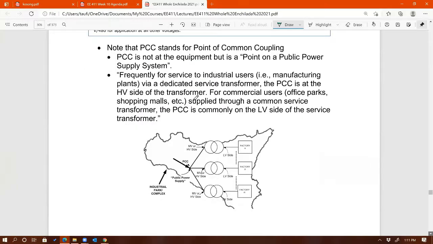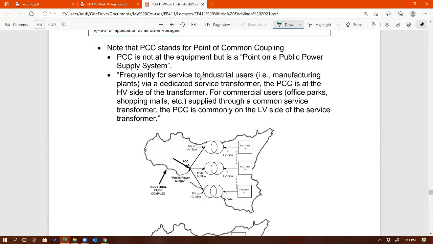And all of these harmonics are measured at what they call the point of common coupling, right? Because you have to measure these harmonics at a certain point, and depending on the type of electrical load, that would determine where the point of common coupling should be. I'm just going to call it PCC, which stands for point of common coupling.